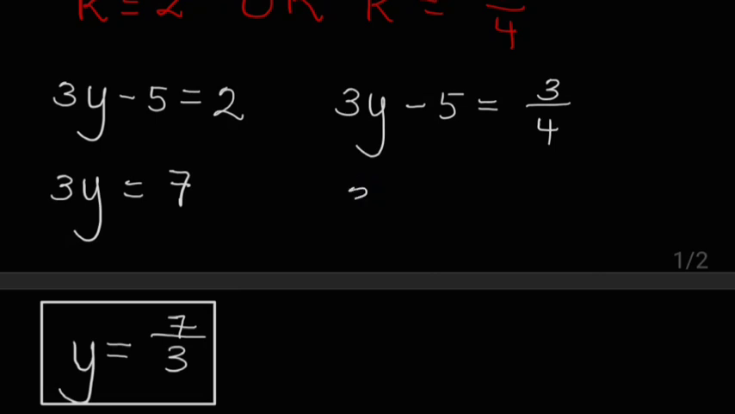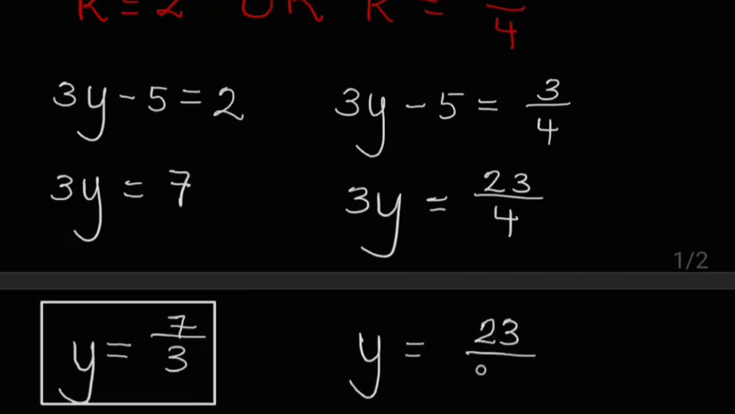In the second equation, taking the 5 over, it becomes 3 over 4 plus 5, which should give you 23 over 4. Lastly, dividing both sides by 3, that should give you y is equal to 23 over 12. So there you have it. Those are your two answers for y.